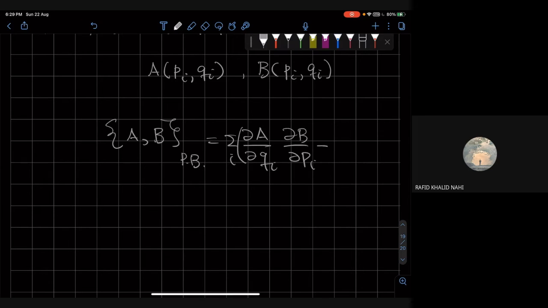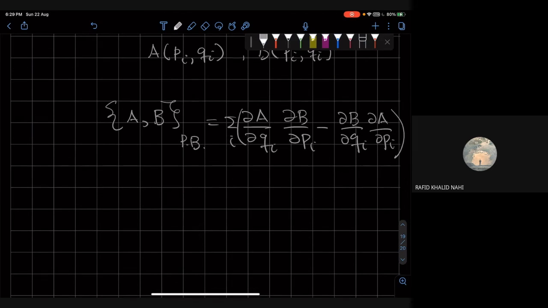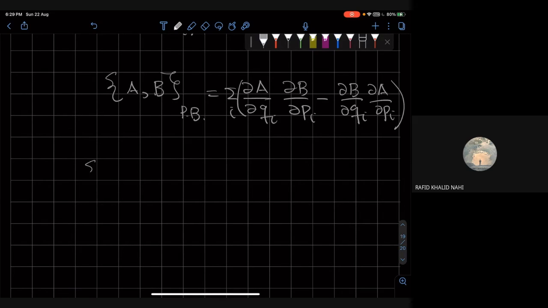Minus dB by dQi, dA by dPi. Okay, so this is known as the Poisson bracket. And if I compute the Poisson bracket of Pi and Qj, what do I get? The second term would be 0. So the first term is going to give me delta ij, right?